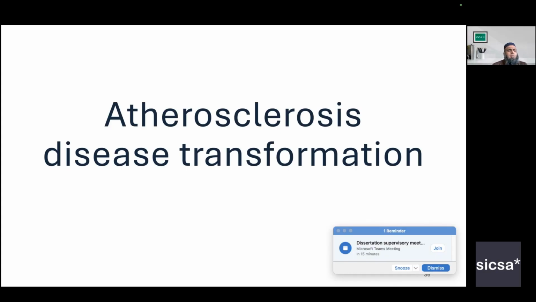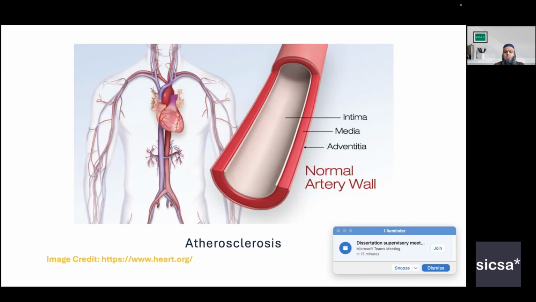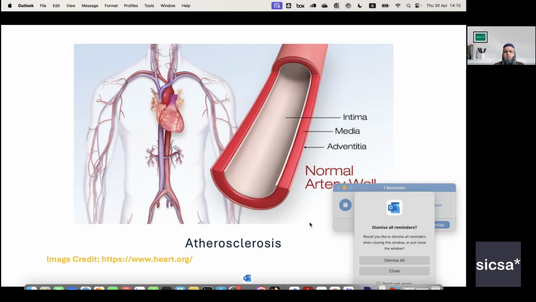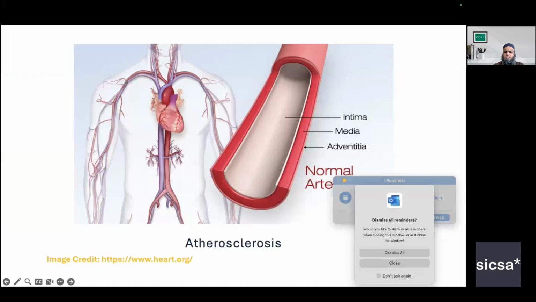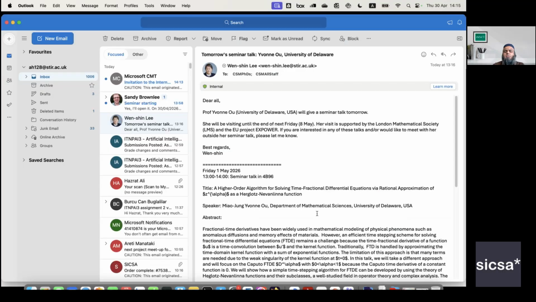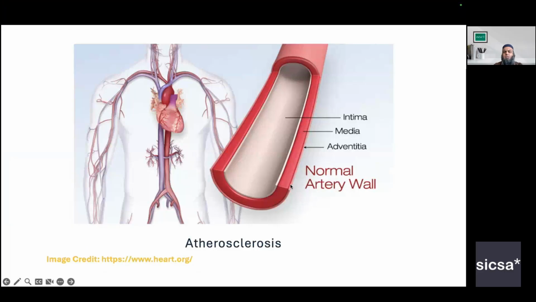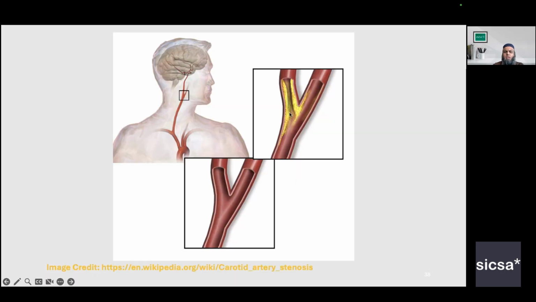Okay, so the next project is related to atherosclerosis disease transformation. Atherosclerosis is a disease where plaque accumulates on the inside of the arteries, okay? And this plaque can eventually lead to stroke or heart attacks. This plaque is basically on the carotid arteries near our neck, in the neck region.